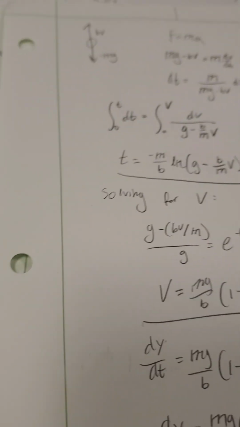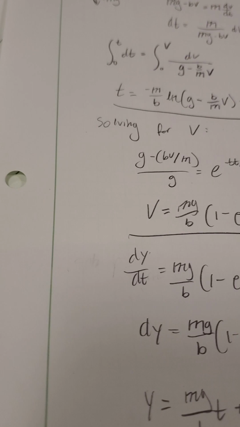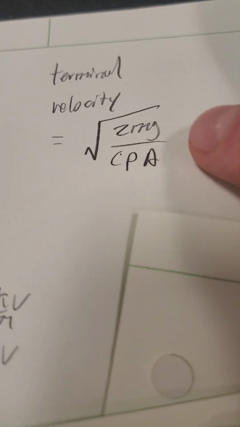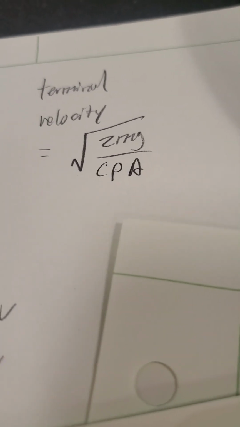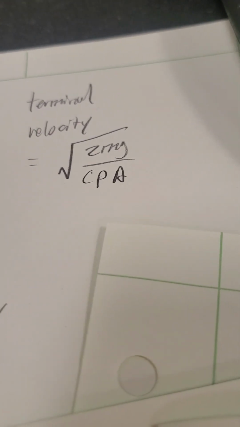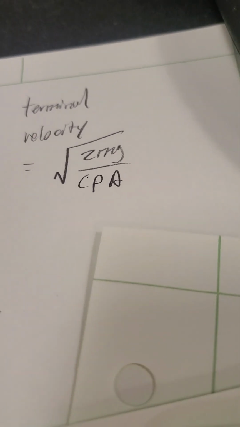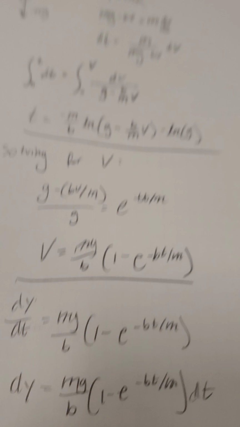terminal velocity. And then solving for terminal velocity, I just used, where did I put it? I know I had a picture of it somewhere. It's the square root of 2gm. Oh, where is that? Yeah, that's right here. It's the square root of 2mg over the drag constant times the air density times the area in contact with the air. So I basically used that to solve for the terminal velocity.